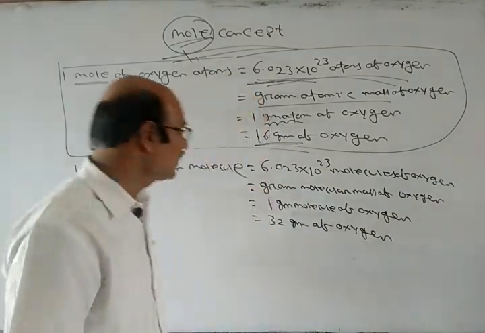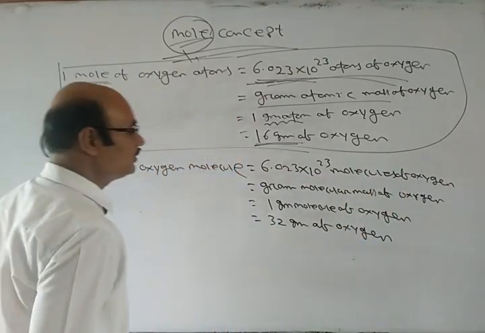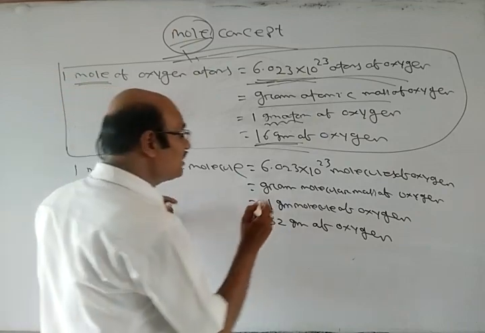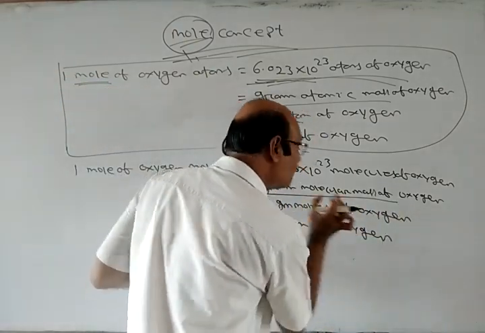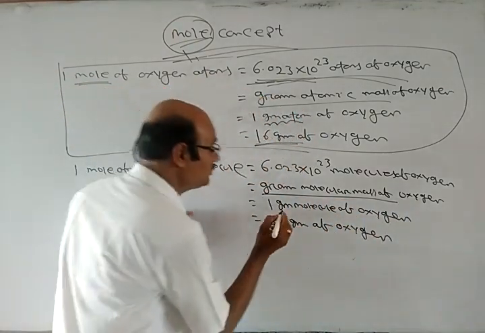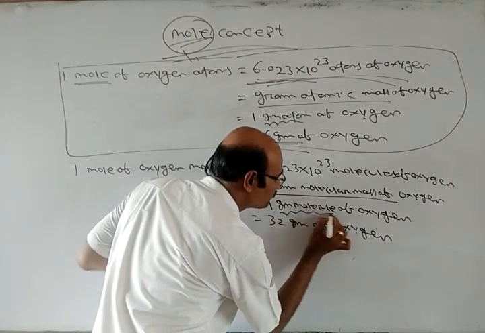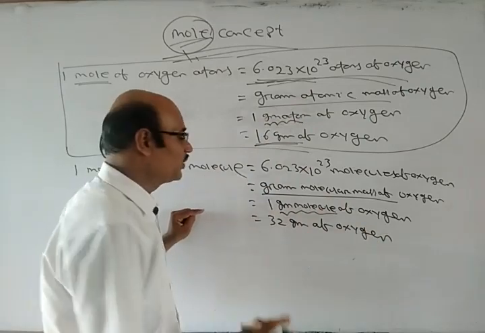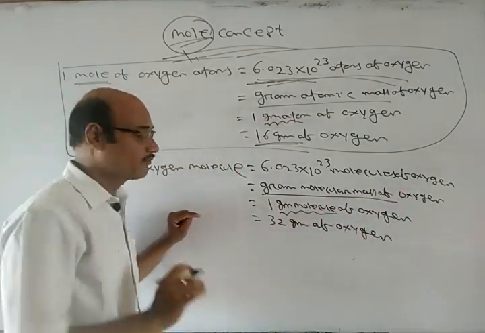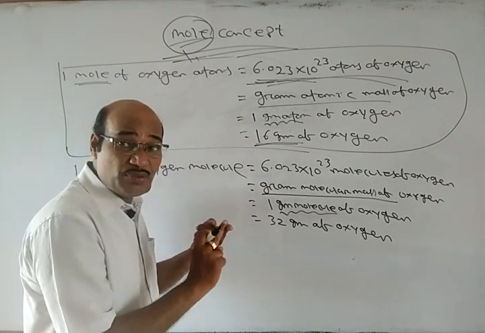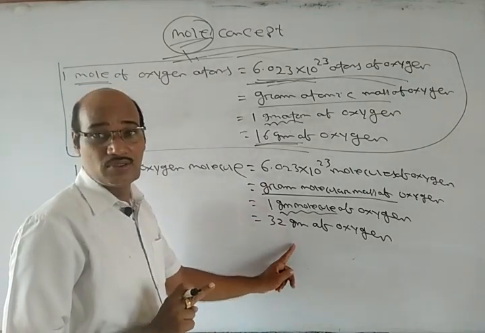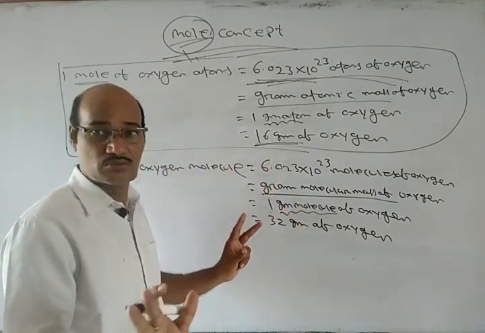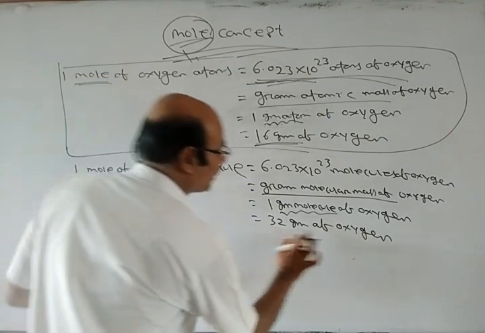So here you can say that this much molecules of oxygen is equal to what? The gram molecular mass of oxygen. And this gram molecular mass is equal to what? 1 gram molecule. This is 1 gram molecule. So 1 gram of oxygen molecule is different, and 1 gram molecule of oxygen is different, right? So 1 gram molecule of oxygen is equal to 32 gram of oxygen, but 1 gram of oxygen molecule is equal to 1 gram of oxygen molecule. Clear?